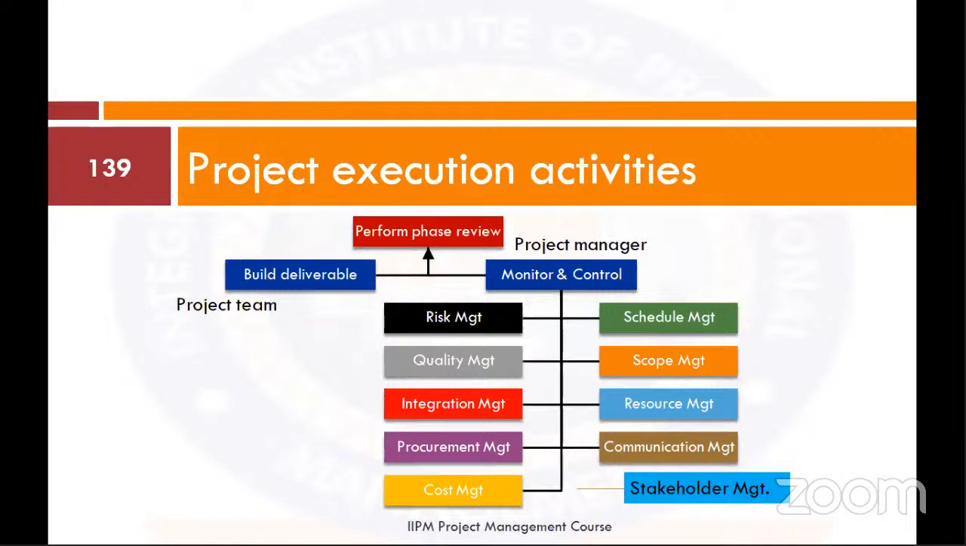So these are basically the knowledge areas, the management disciplines that will be needed to effectively execute the project. So you have the monitoring and control, where you build a deliverable review. Then you have risk management, schedule, quality, scope, integration, resource, procurement, communication, costs, and stakeholder management. We are going to look at all of this in this class.